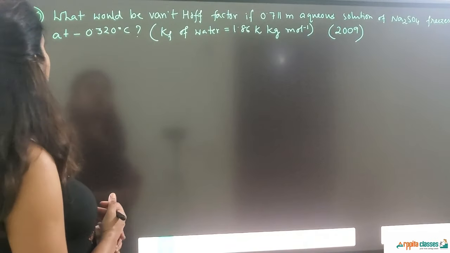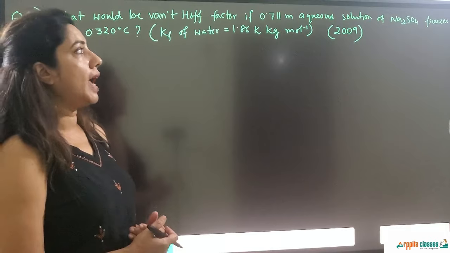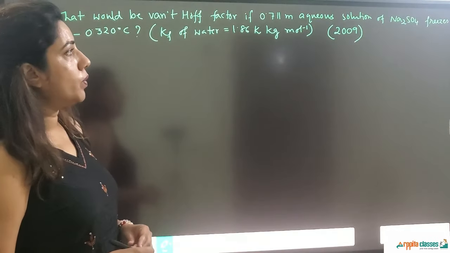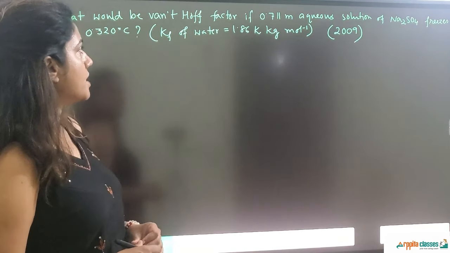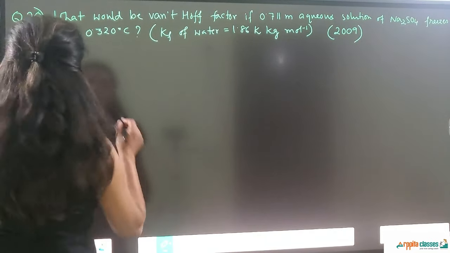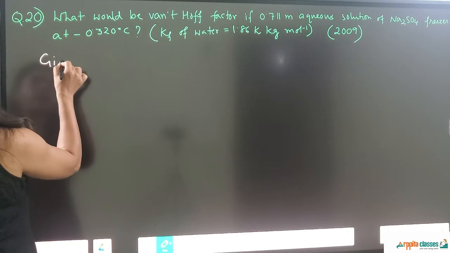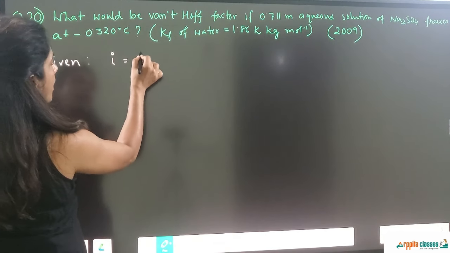Question number 20. What would be the Van 't Hoff factor if a 0.711 molar aqueous solution of Na2SO4 freezes at minus 0.320 degrees Celsius? Kf of water is given. The question has come in 2009. So what all things are given to us? They are asking for i, the Van 't Hoff factor.